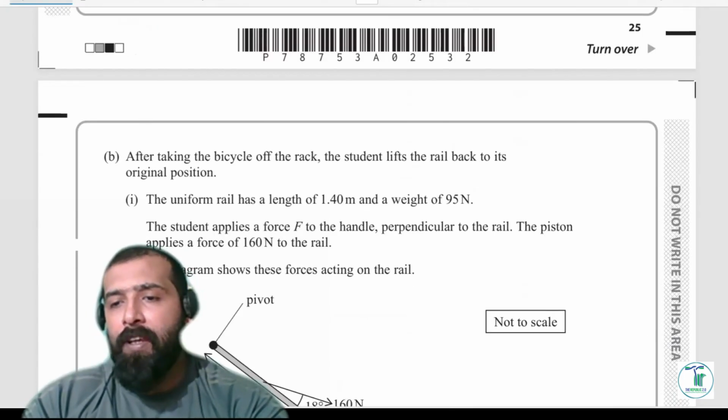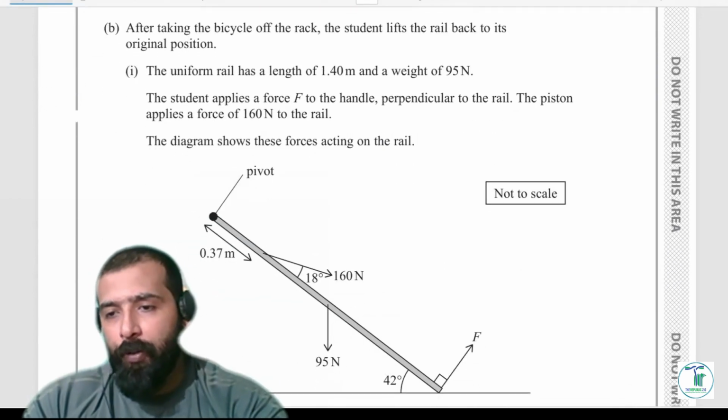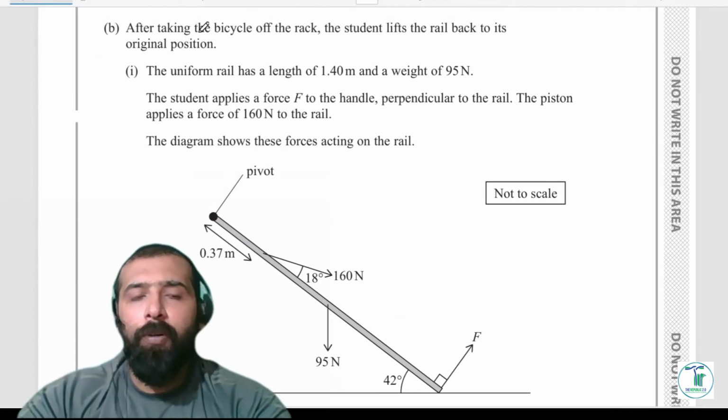Now, the next B1, a very important question, right? Now, what are they talking about?